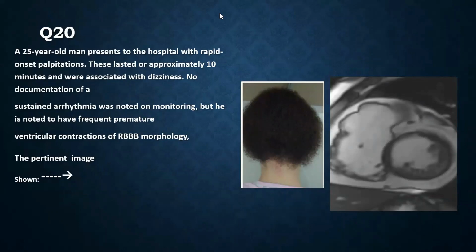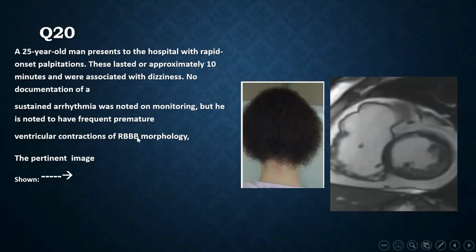Okay, can I take it? Question number 20. My name is Hassan. Yeah, go ahead, Hassan. A 25-year-old man presented to the hospital with a rapid onset of palpitations that lasted for approximately 10 minutes and were associated with dizziness. No documentation of sustained arrhythmia was noted on monitors, but he is noted to have frequent premature ventricular contractions of RBBB morphology.